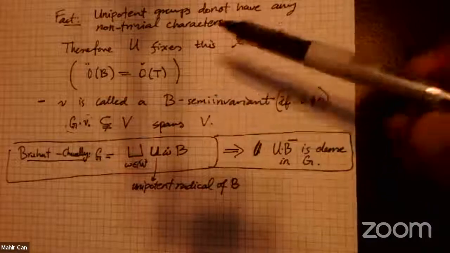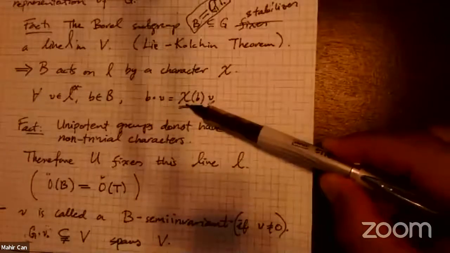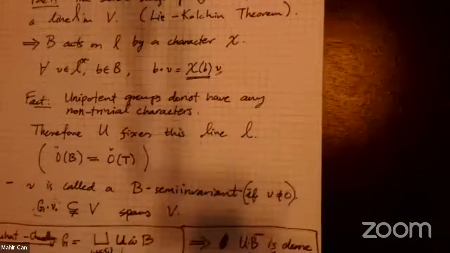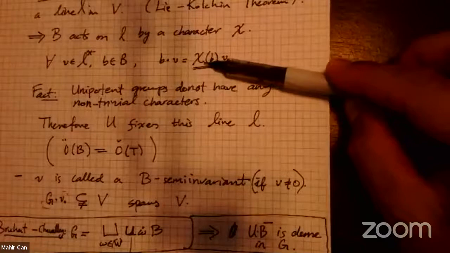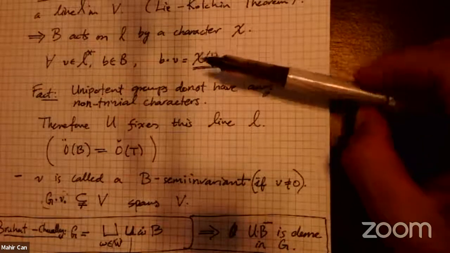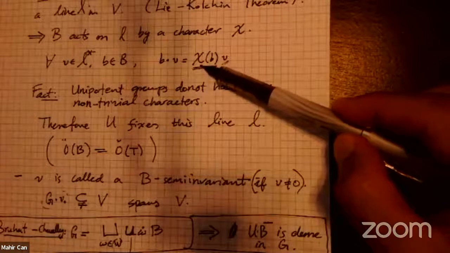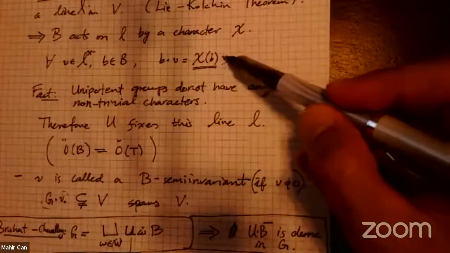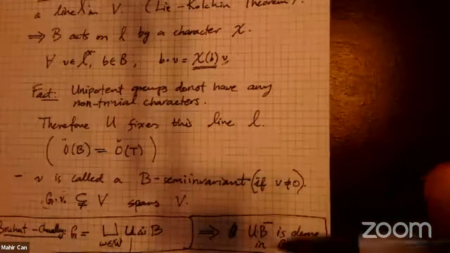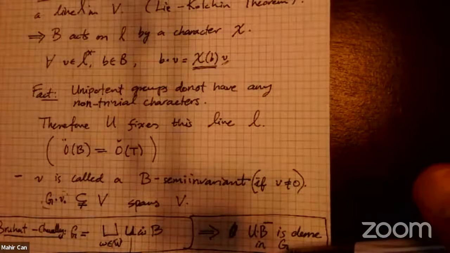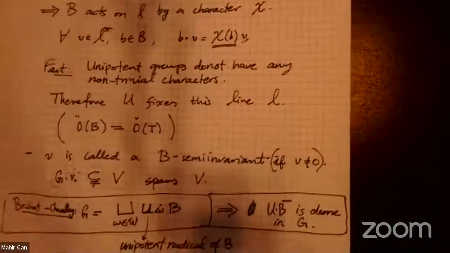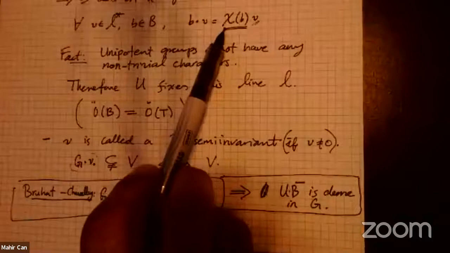So this character chi is therefore a very special character that uniquely identifies this representation. Of course, this is not the only B weight that appears in this representation, but it has the uniqueness property in the sense that its eigenvector V determines the rest of the representation, because G times V spans the whole vector space. So we call this chi the highest weight of this representation.